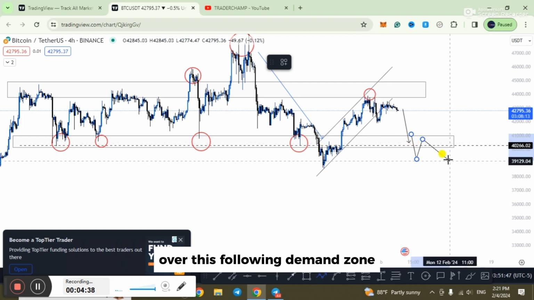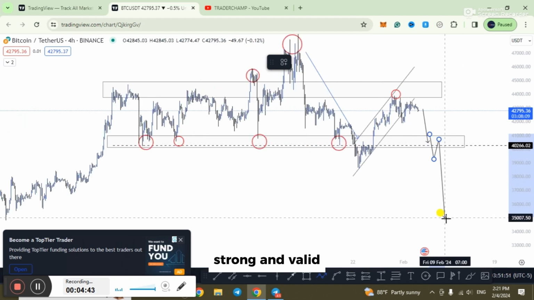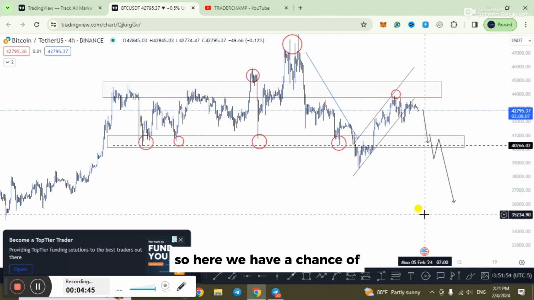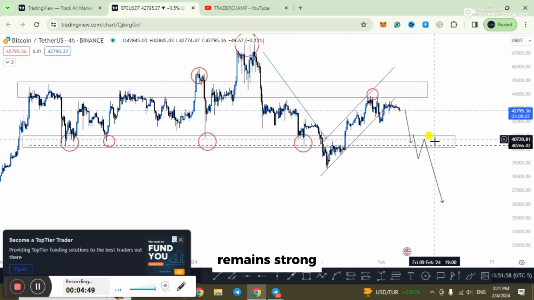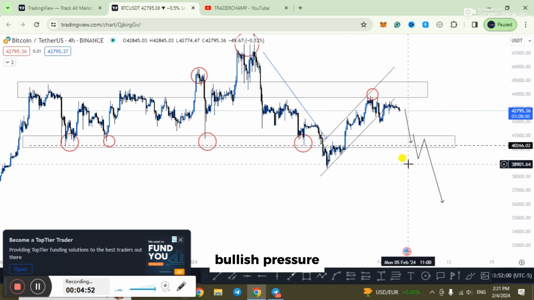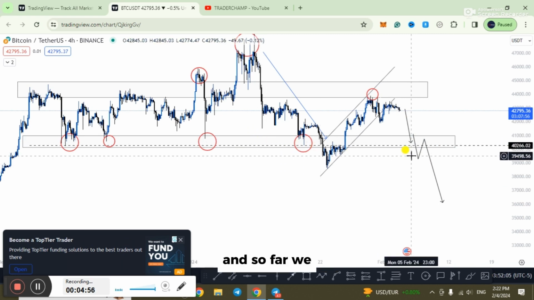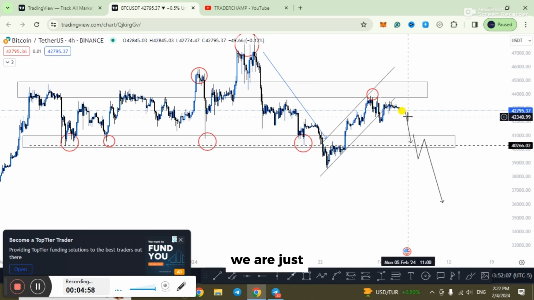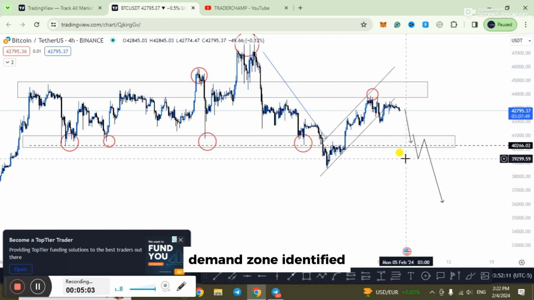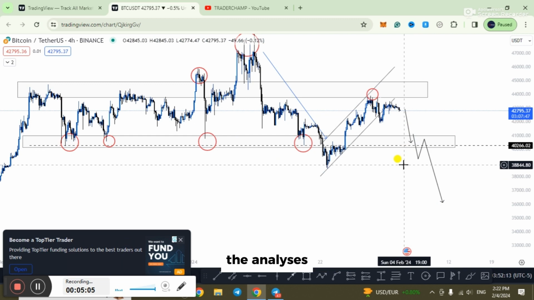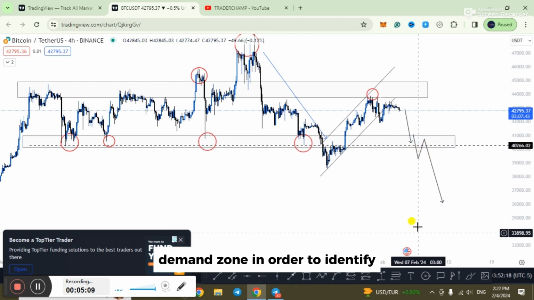and then we have potential downside momentum if the trend remains strong and valid. So here we have a chance of seeing a bearish breakout only if the volume and also the selling pressure remains strong against the bullish pressure. So we have a very strong demand zone, and so far with the confirmation we are just expecting a momentum back towards the following demand zone identified. So to be more accurate with the analysis, we have to keep a close watch over this demand zone in order to identify a bearish breakout.